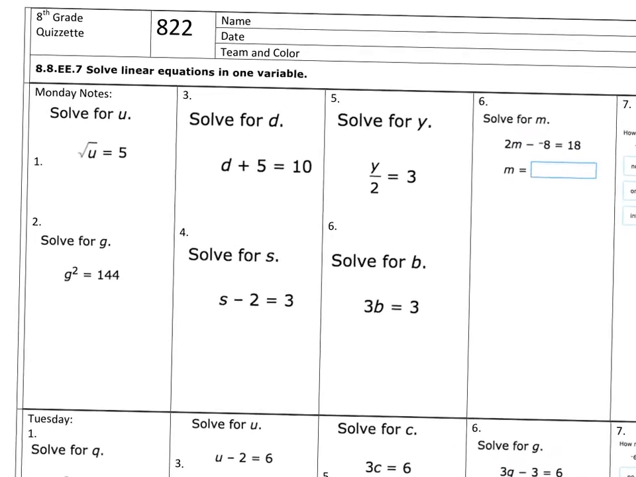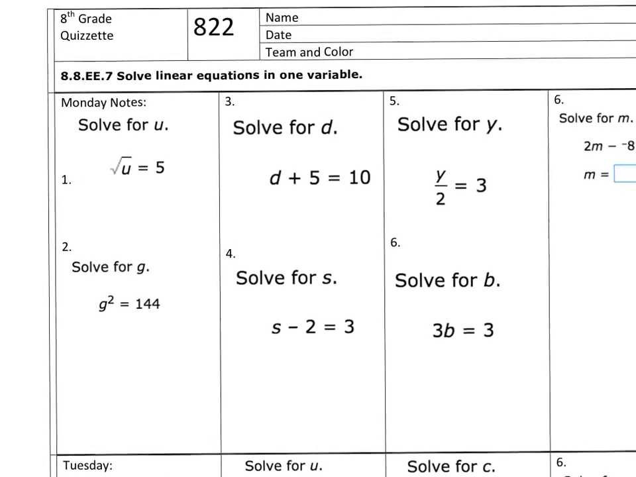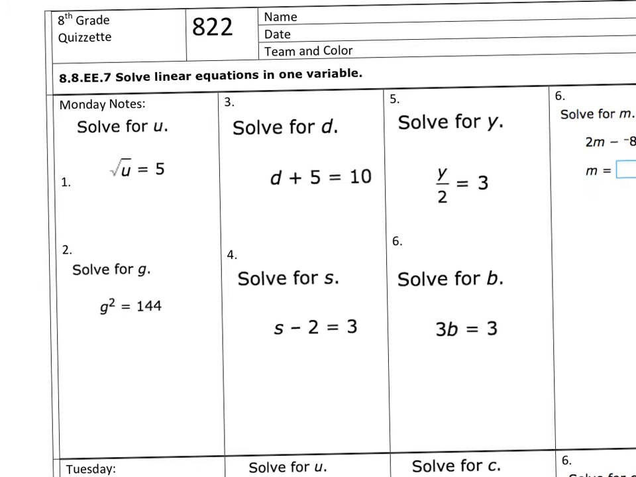Today we'll be recording a video on Quizzette 822. Please write your last name, comma, first name, your class color, and the date.